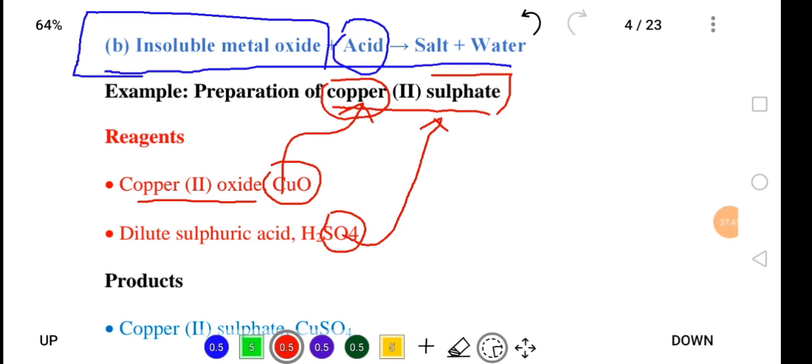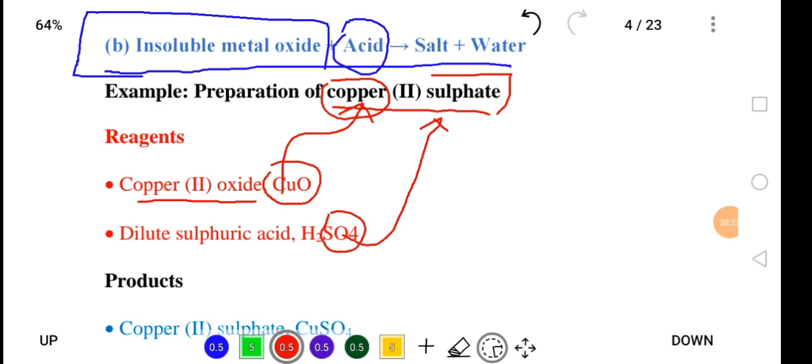So how is the reaction going to take place? My dear learners, understand that copper 2 oxide is an insoluble base. Therefore, since copper 2 oxide is an insoluble base, we expect the reaction between copper 2 oxide and sulfuric acid to be slow. Therefore, we need now to think and give some factors that can promote the faster occurring of the reaction.